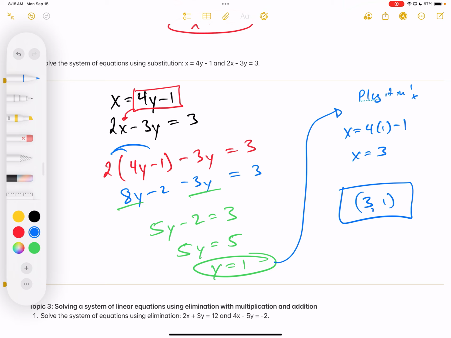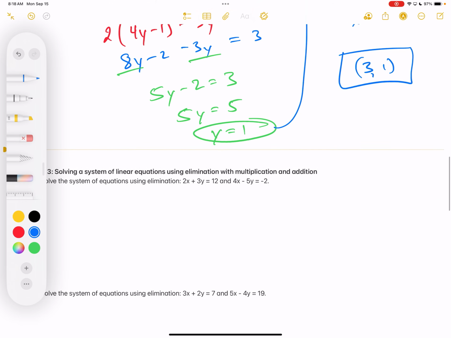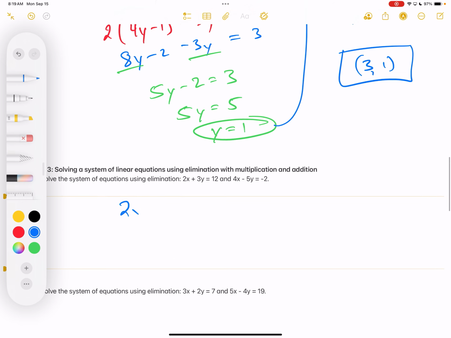All right, so the substitution method is easier when you have a variable already solved for. But honestly, in most scenarios, you do not have a variable already solved for. They are in standard form, and they look something like this. 2x plus 3y equals 12. 4x minus 5y equals negative 2.